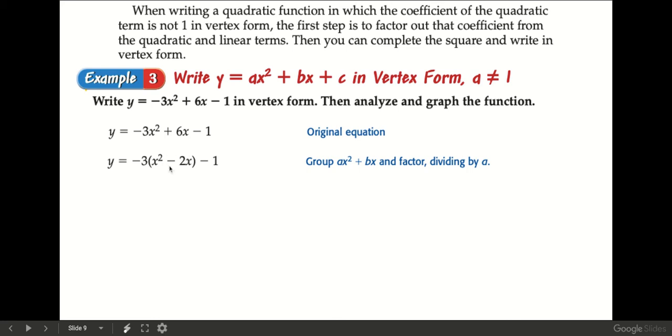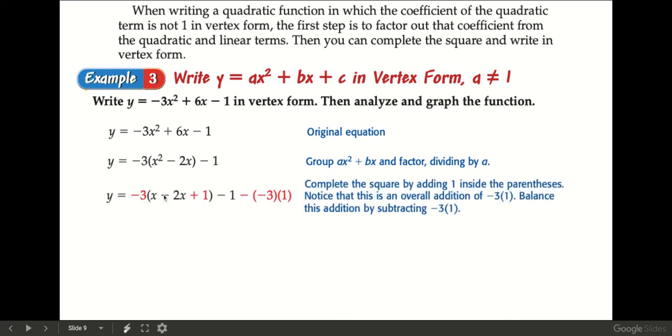So now we're going to complete the square. In order to have a perfect square trinomial, again, you're going to take the middle term, divide it by 2 and square it. Negative 2 divided by 2 is negative 1, and negative 1 squared is 1.